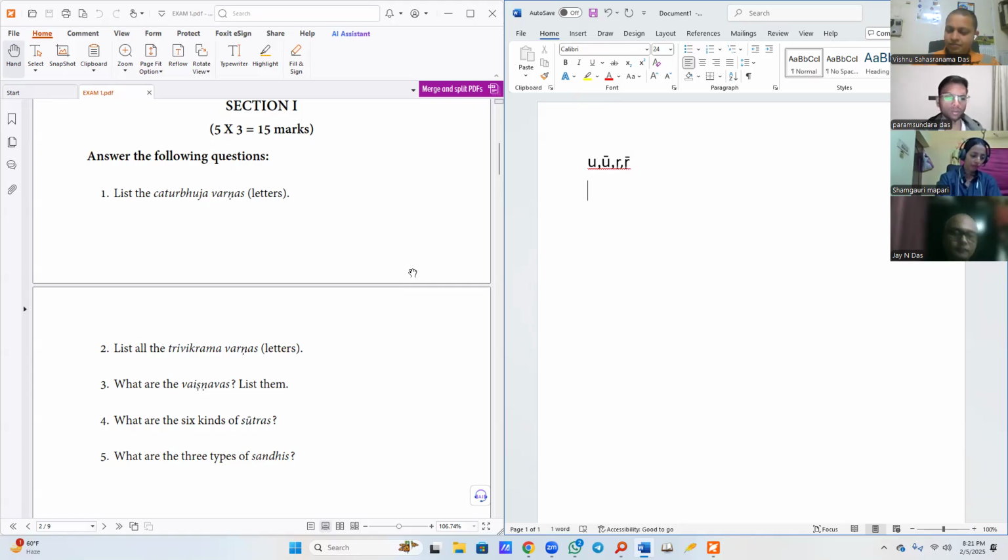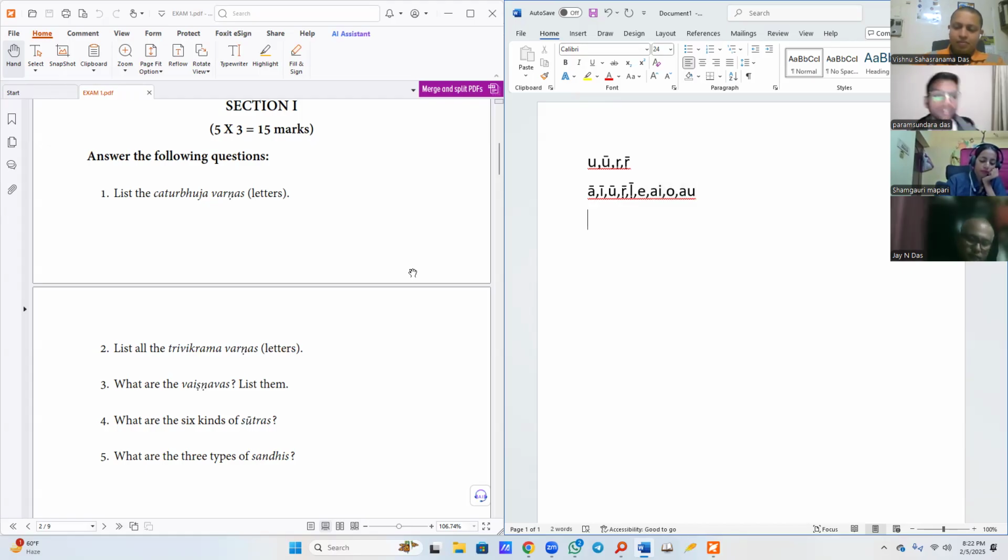Second is, list all the three Trivikrama Varnas. So A, E, U, Ri, Ri, A, I, O, O. If you skipped A, I, O, O, then give half marks to yourself, which means 1.5, because I know. A, I, O, O are also Trivikrama Varnas, long letters.